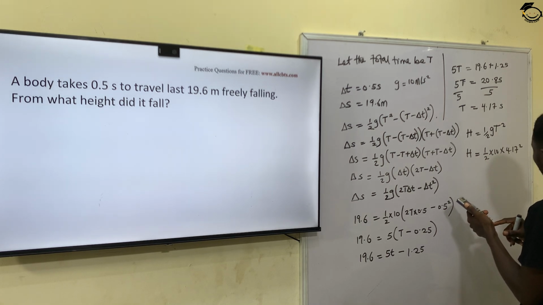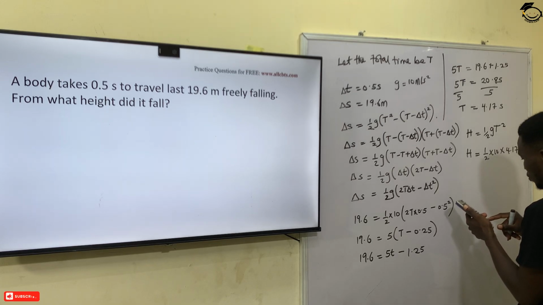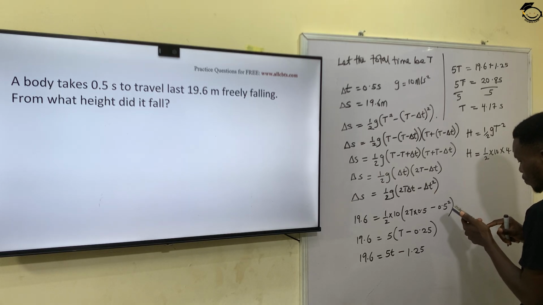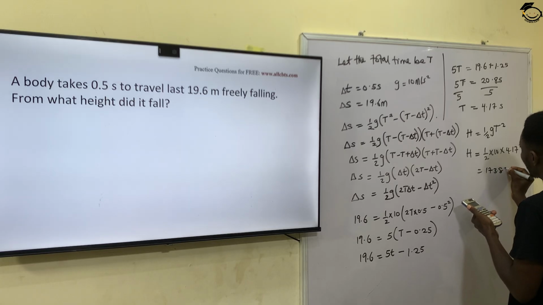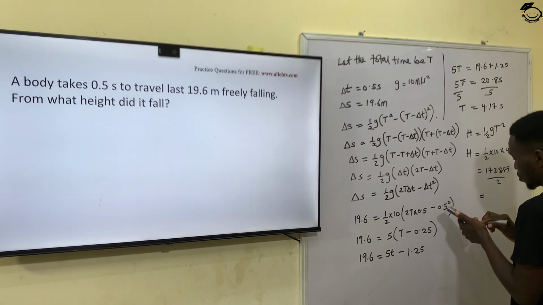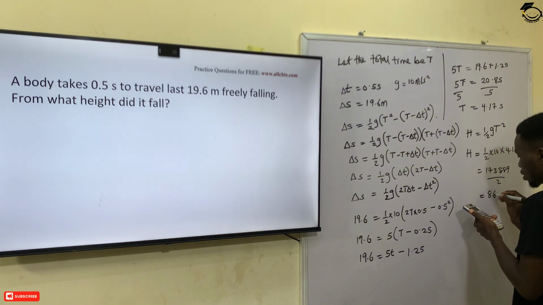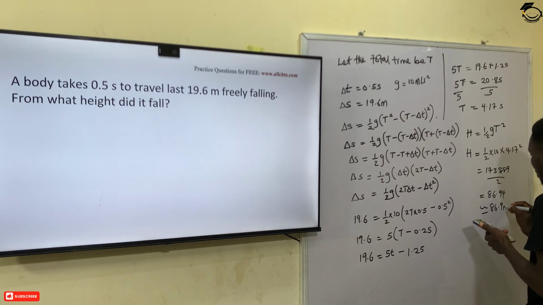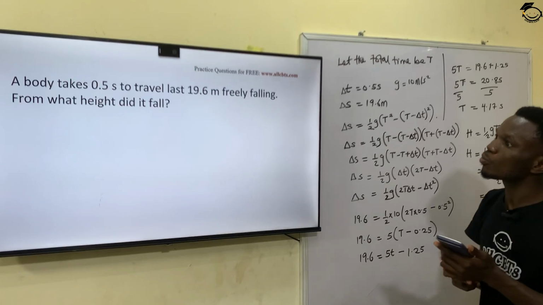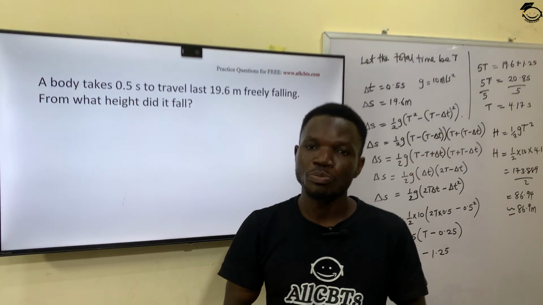So I have 10 times 4.17 squared. So I have 173.889 divided by 2. So that will give me 86.94, which is approximately 86.9 meters. So it means that the height from which this body has been falling is 86.9 meters.